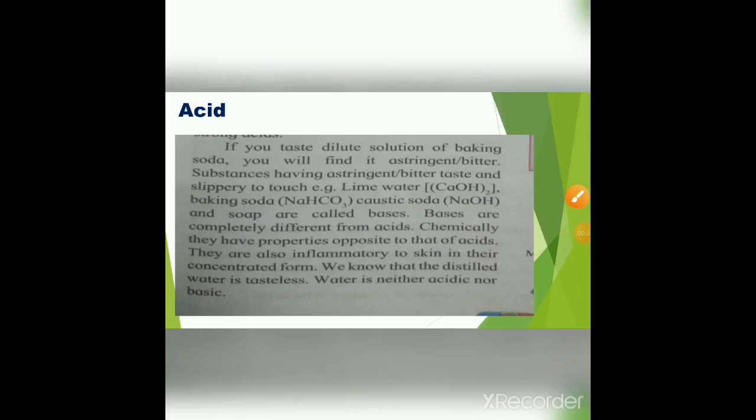If you taste a dilute solution of baking soda, you will find it astringent, bitter. Substances having an astringent bitter taste and slippery to touch, for example lime water Ca(OH)2, baking soda NaHCO3, caustic soda NaOH, and soaps are called bases. Bases are completely different from acids. Chemically they have properties opposite to those of acids. They are also inflammatory to skin in their concentrated form.